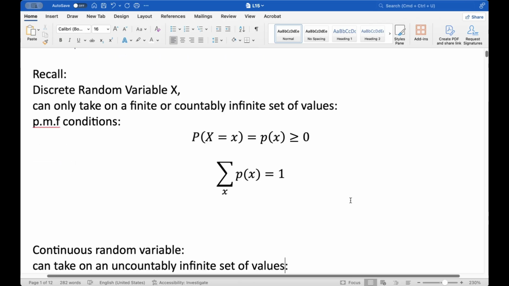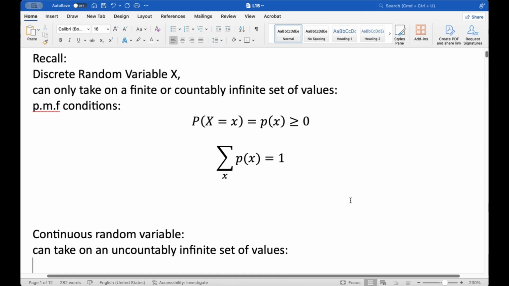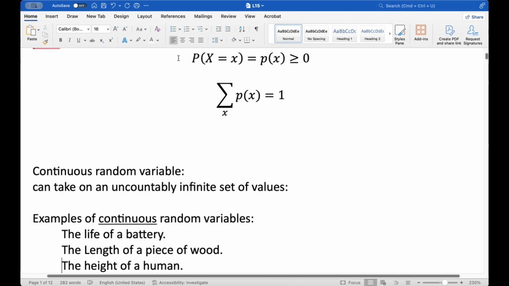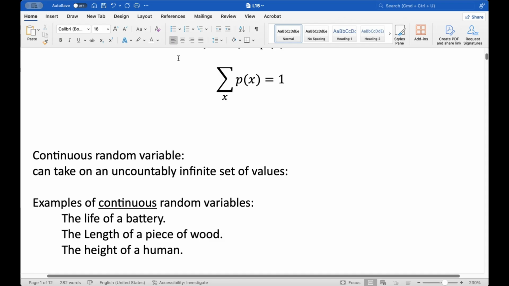Now, in the continuous case here, the random variable can take on an uncountably infinite set of values. For most of the problems we do in this course, we're going to be talking about a situation where the random variable can take on values over a connected interval on the real line. Some examples of continuous random variables: the life of a battery, so elapsed time, that's going to be continuous. The length of a piece of wood, the height of a human being, measurement, that's going to be continuous.